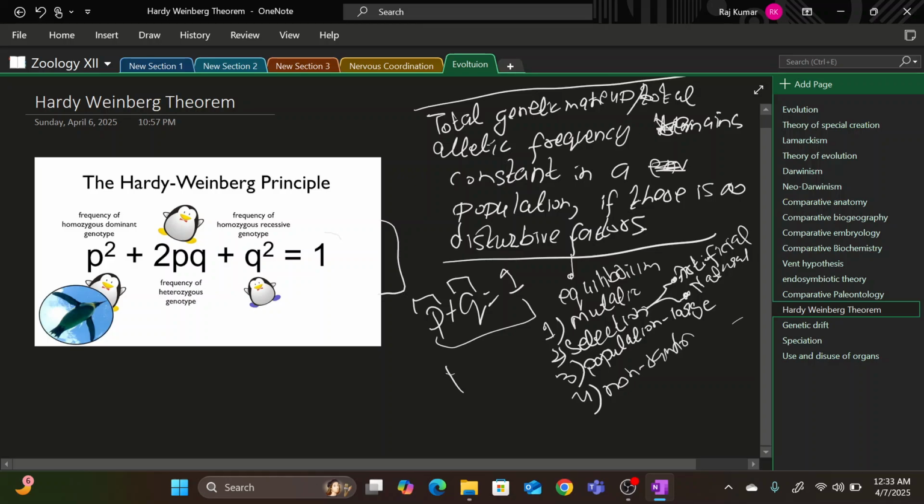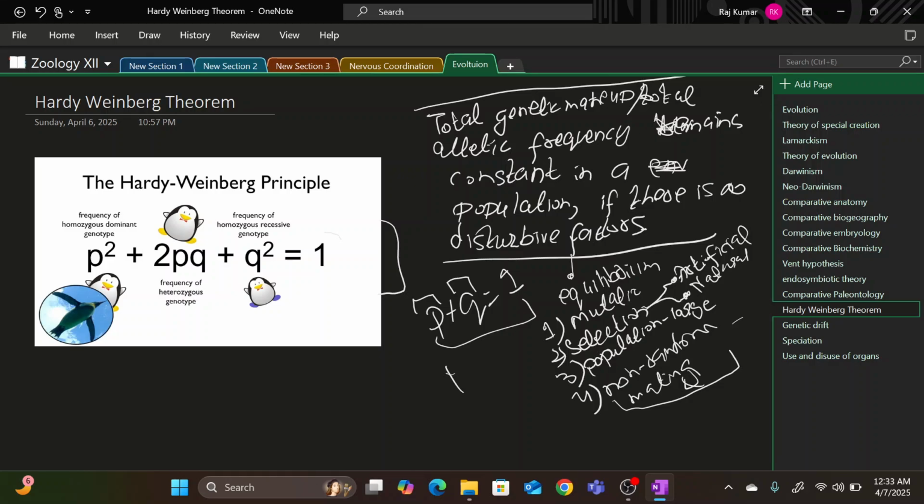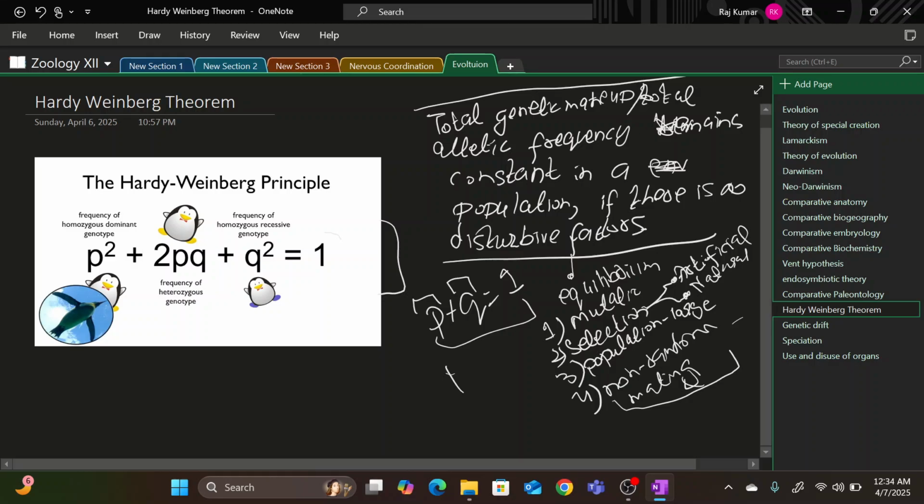For example, certain organisms start mating with a certain group of organisms within the population, and they set a preference for mating with that group, and that is known as non-random mating. Non-random mating essentially does not increase or decrease the allelic frequency, but it increases the deviations from the equation.